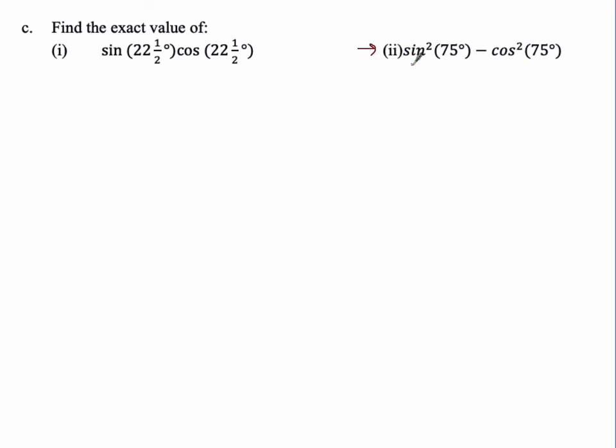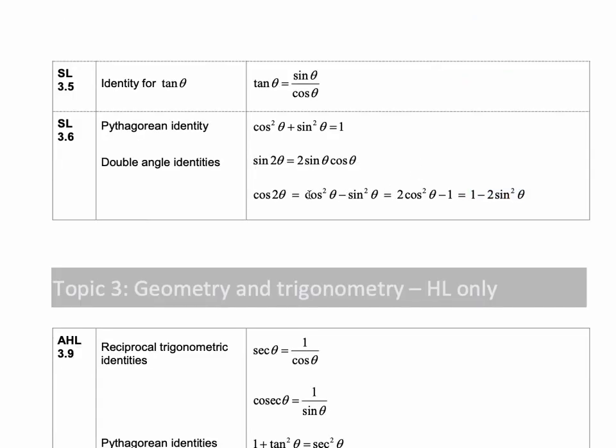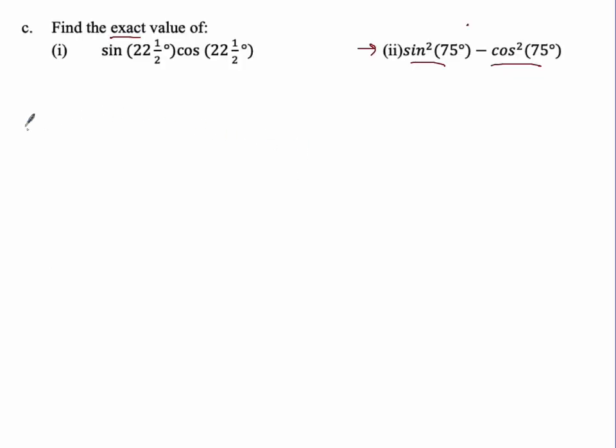Okay, and then the next example we have, let's do this one here. So, exact value. You can do this without a calculator because, although this is not a special triangle, sine squared minus cosine squared is this identity right here. So that's equal to negative cosine 2 theta, so that is equal to negative cosine 150.